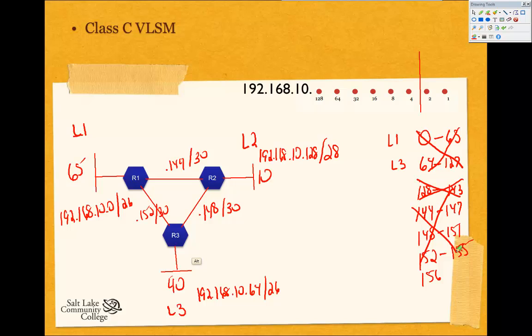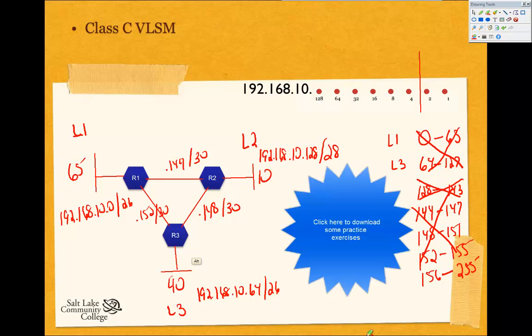and we still have IP addresses available for future growth. That is variable length subnet masking. Once again, as long as you remember the rules, you can variable length subnet mask any situation, and there's many practice examples for you in your pamphlet that was sent to you. So I encourage you to go ahead and do that.